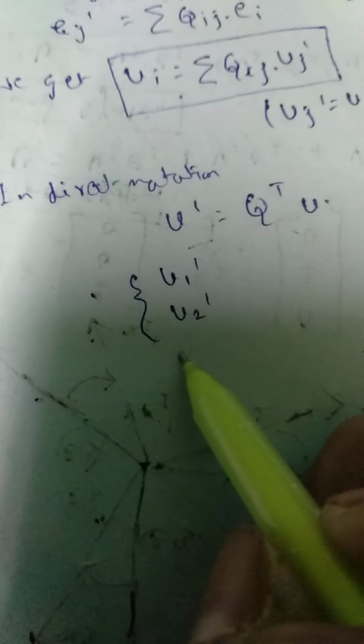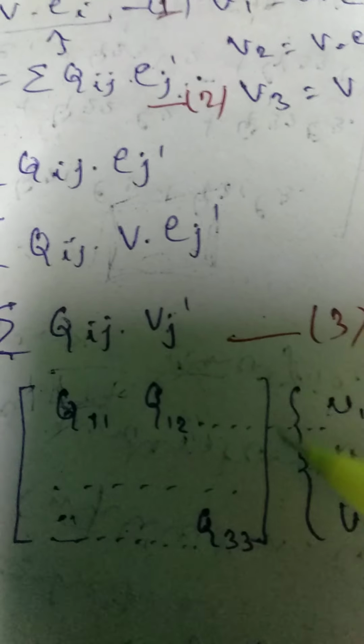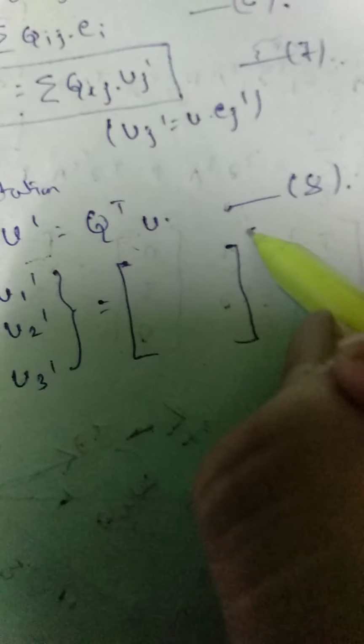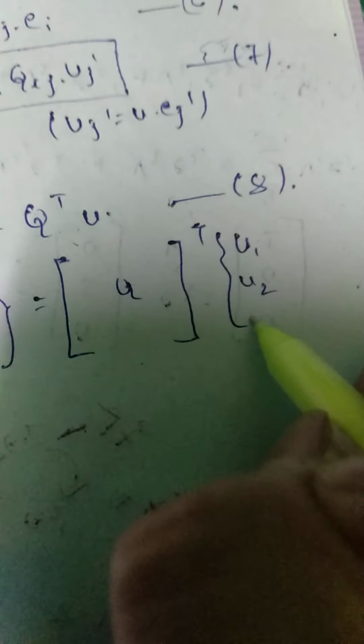So let us write it: V1 dash, V2 dash, V3 dash is equal to the transpose of this matrix Q, which I have shown over here. This matrix is Q, so we take the transpose of this matrix, multiplied by V1, V2, V3.